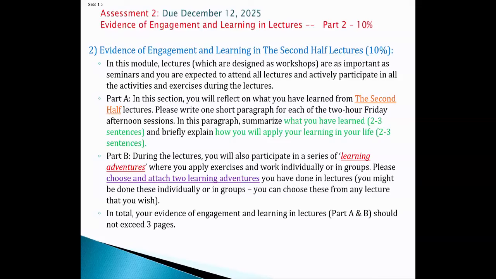This is essentially the same as what you are doing for your first portfolio, but for the second half. We are now officially in the second half. So start with today. What did you learn and how will you apply your learning? And then learning adventures are what we do in the lectures. These are exercises you are actually doing in the lectures. Again, you can choose from any lecture in the second half, choose 2 of them, but do them in detail.